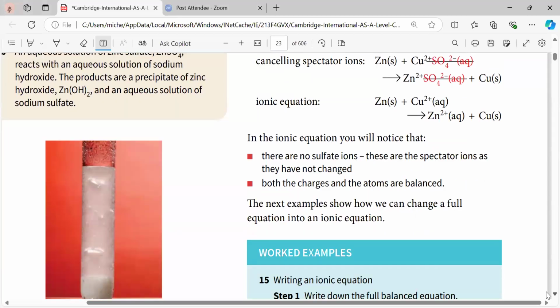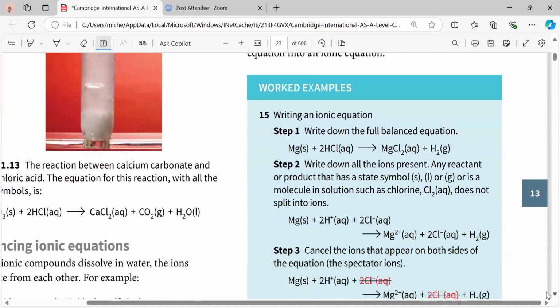So in the ionic equation, you will notice that there are no sulfate ions. These are the spectator ions as they have not changed. And then you also have both the charges and the atoms balanced. Okay, so now we're going to the worked example.